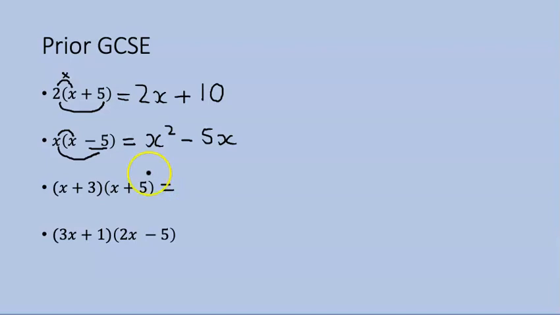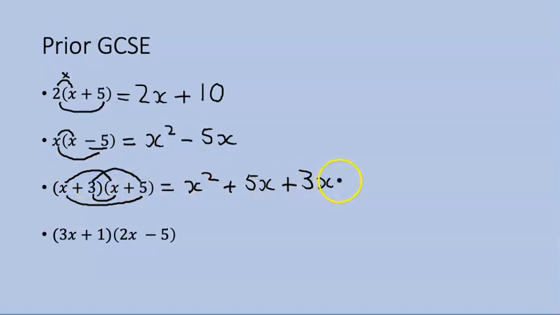When I've got a double bracket like this, I'm first going to deal with the x. Do x times x. X times x is x squared. And then x times my 5. Well, x times 5 gives me 5x. Now I deal with the 3. 3 times x gives me 3x. And then 3 times 5 gives me 15. And then I just collect up the 5x and 3x together. So I get x squared plus 8x plus 15.